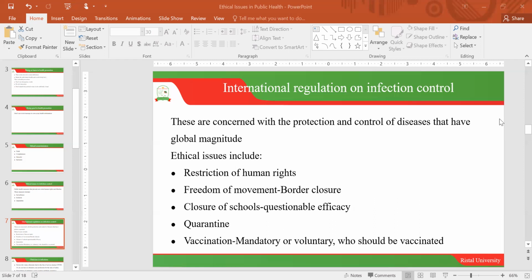We had what we call the shadow pandemic. Shadow pandemic meaning that as the pandemic was going on, other problems were actually increased in the background. So we call it a shadow pandemic.